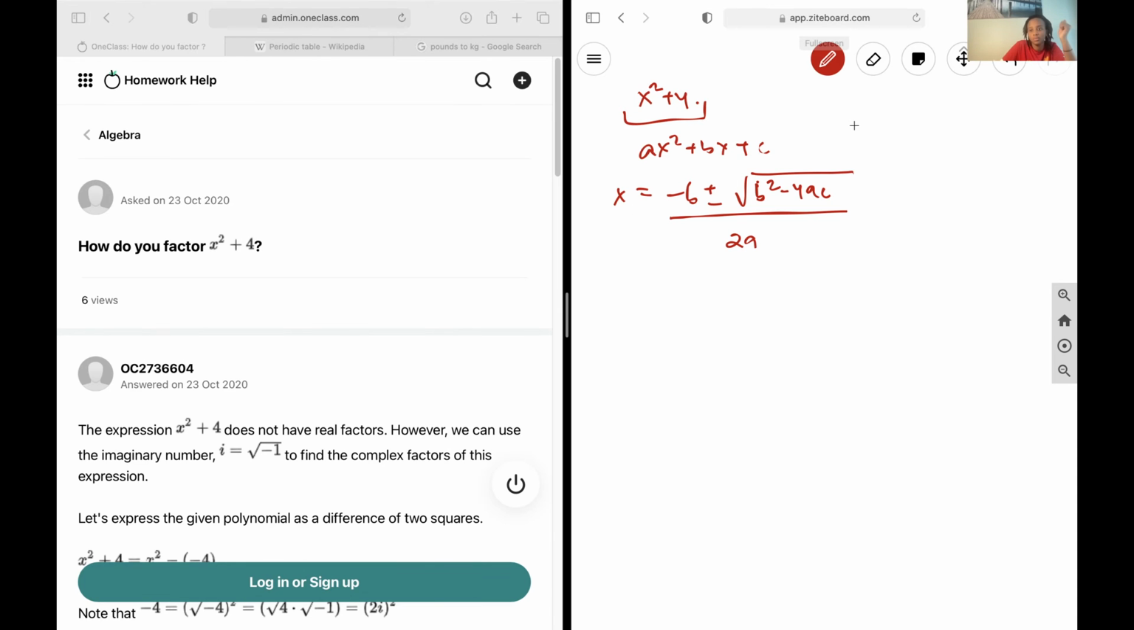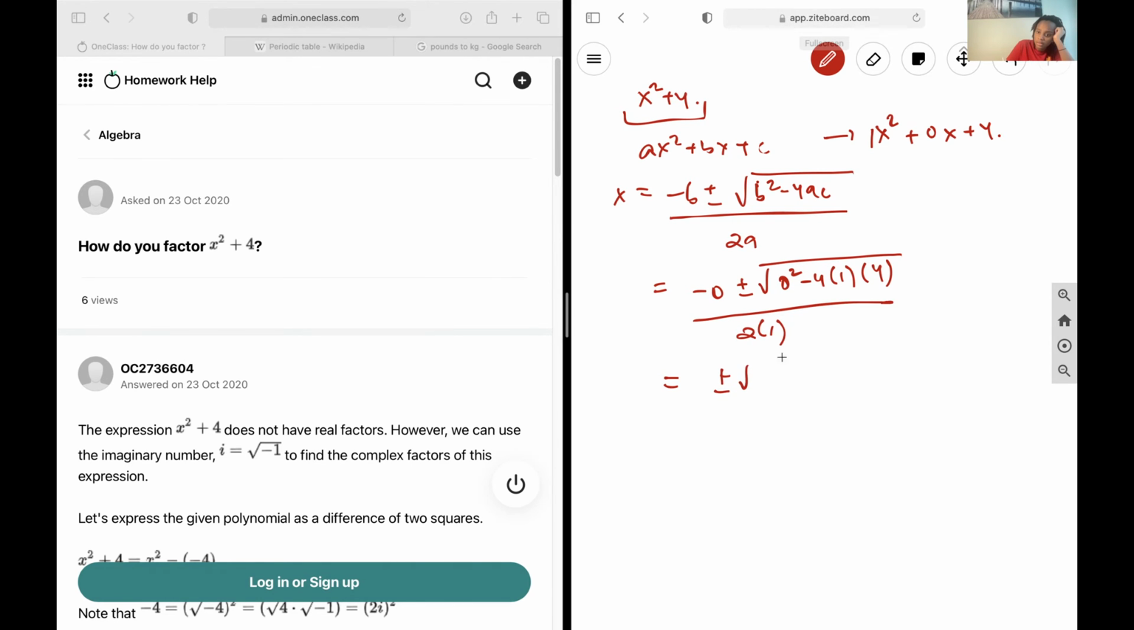And so let's just plug in what we have. Since we have 1x squared plus 0x plus 4, this would become negative 0 plus or minus the root of 0 squared minus 4 times 1 times 4, all over 2 times 1. This becomes plus or minus the square root of negative 16 over 2.